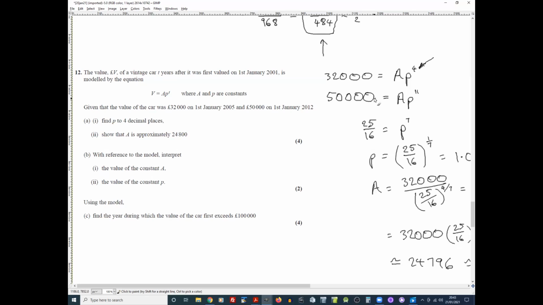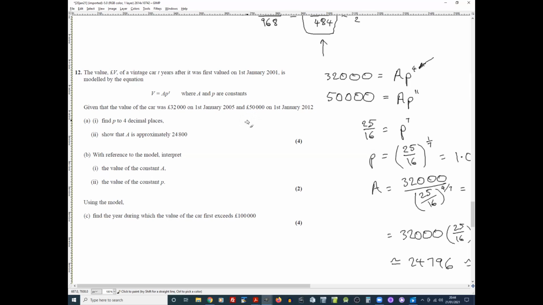Every t years. How many years? Well, no, t is the power we're raising it to. And by the way, it's optimistic, isn't it? It's going up in value. It's rare for a car question. I think that's why they've said vintage, because any other type would not.